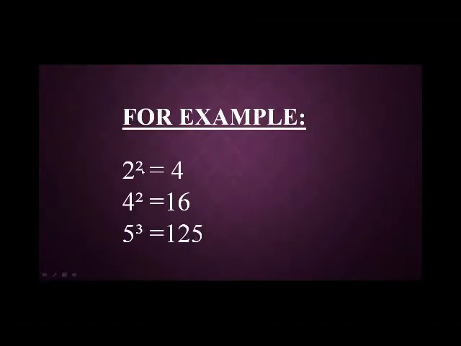So here 2 is exponent. Here 2 is exponent. Here 3 is exponent. So what is exponent? How many times a number is a factor? Here 2 is a factor 2 times. Here 4 is a factor 2 times. Here 5 is a factor 3 times.